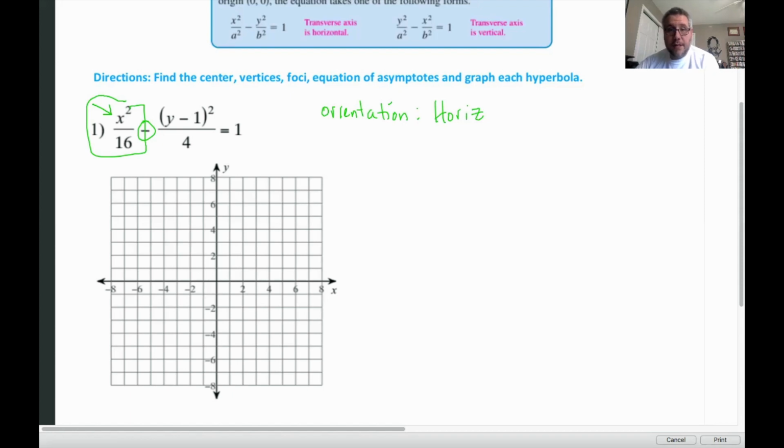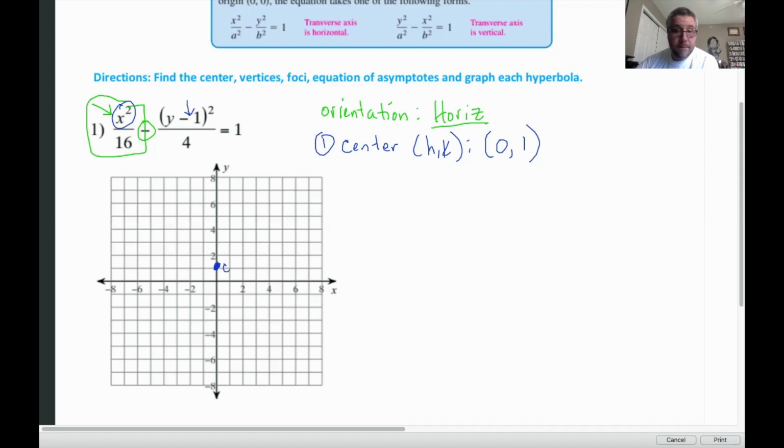If the x is in the first fraction, it is horizontal. Okay? So step one is we are going to plot the center. The center is (h, k). It's the opposite of what you see in parentheses. I don't see any number in parentheses here, so that means that we have a 0 for the x component, and then the opposite of the y information, the opposite of -1, is a +1. So our center is at (0, 1), which I will plot right here. Big, beautiful center at (0, 1).